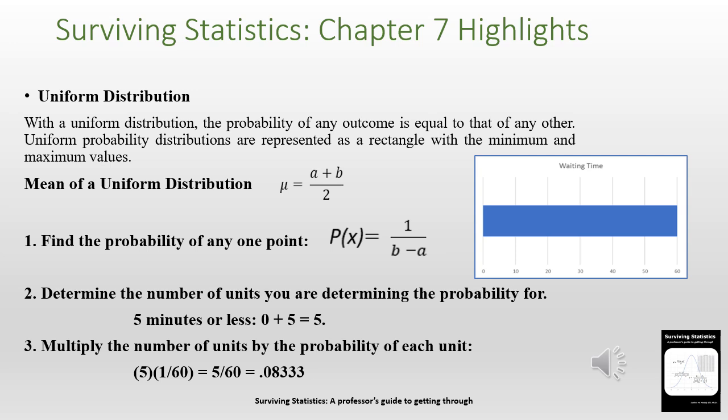Let's go ahead and review what we talked about. We talked about a uniform distribution, and that's when the probability of any one outcome is equal to that of any other. We compute the mean of a uniform probability distribution with a plus b divided by 2. Remember, a is the minimum value and b is the maximum value. We divide that by 2. We get the probability of any one value in that uniform distribution.